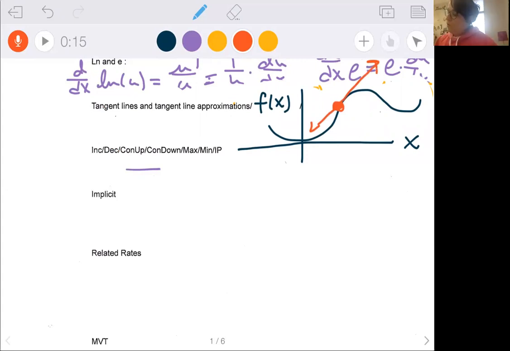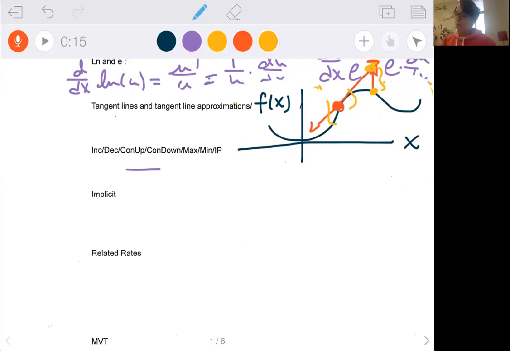As we move farther and farther from the point of tangency, our error is a lot more. Like the actual value on the curve versus the one on the tangent line, there's a pretty big gap here. But as long as we stay close to the point of tangency, we should have a pretty close match between the point on the curve and the point on the tangent line.